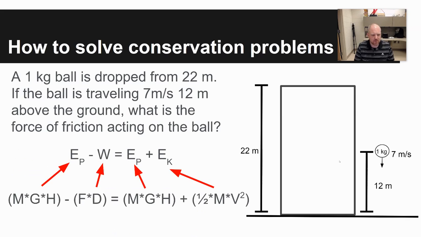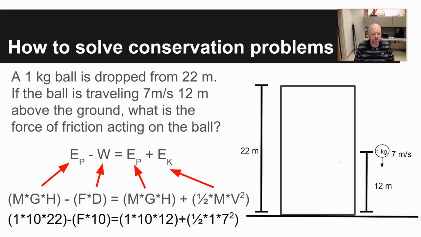So the next step would be to take each of these different values, different types of energy, and plug in the different equations for potential energy, for work, for kinetic energy. And so potential energy is mass times gravity times height. Work is force times distance. Kinetic energy is 1/2 times mass times velocity squared.